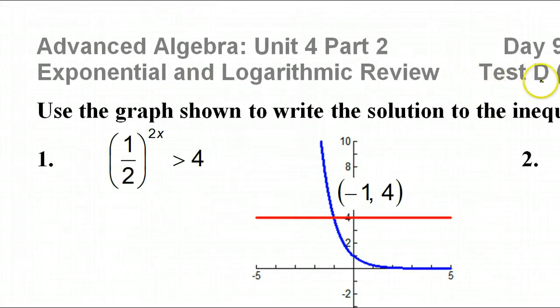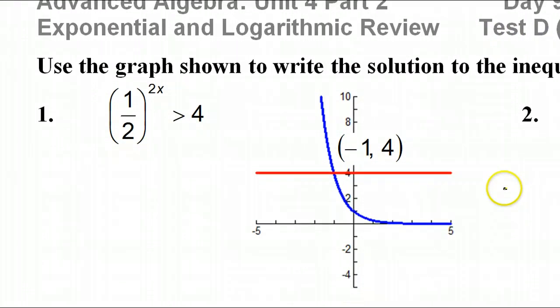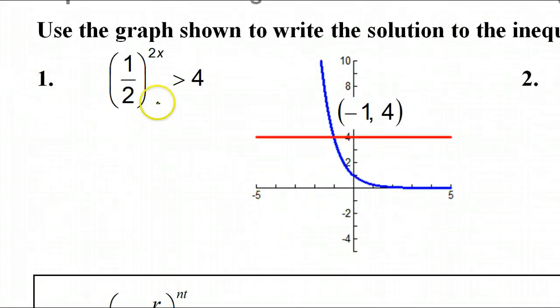See how this is test D? I did test C a lot more slowly. So if you're having trouble understanding because I'm going too fast, go back and watch test C part 1 and 2. Okay, anyway, on problem number 1, you see this greater than, you're thinking above.